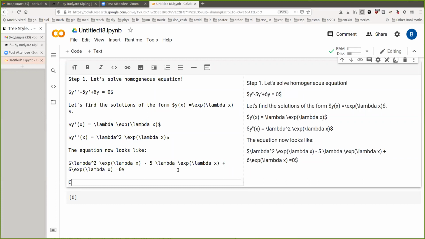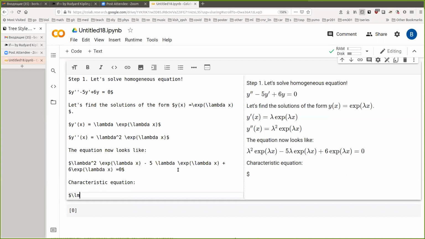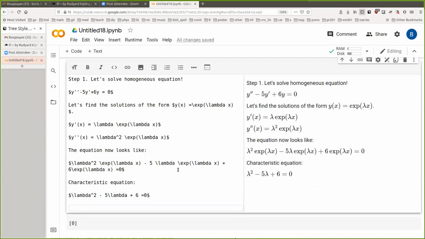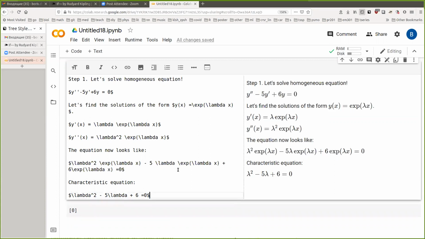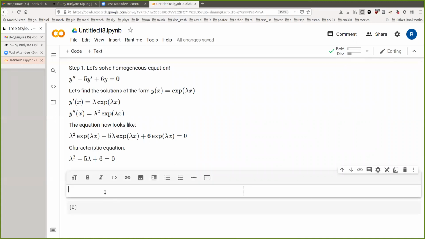And then we obtain a characteristic equation. The characteristic equation looks like lambda squared minus 5 lambda plus 6 equals to 0. What are the solutions of this equation? 2 and 3. Yeah, we have two roots of the characteristic equation. Lambda is 2 and lambda is 3.